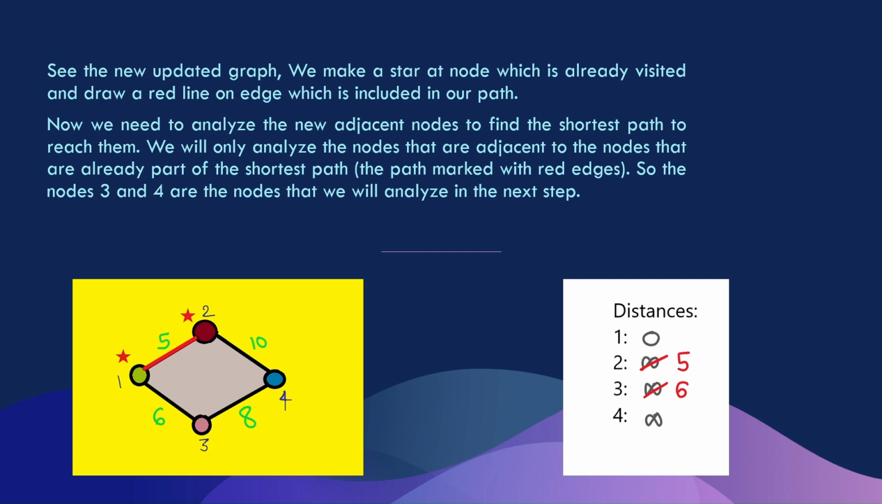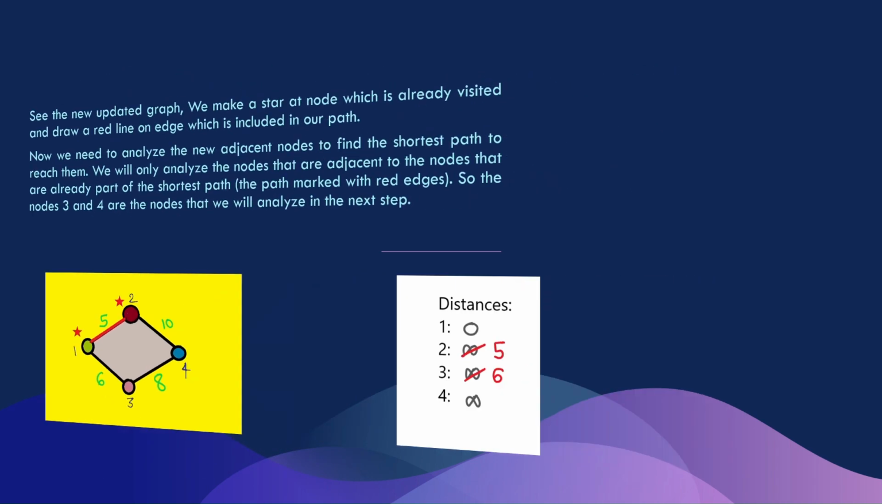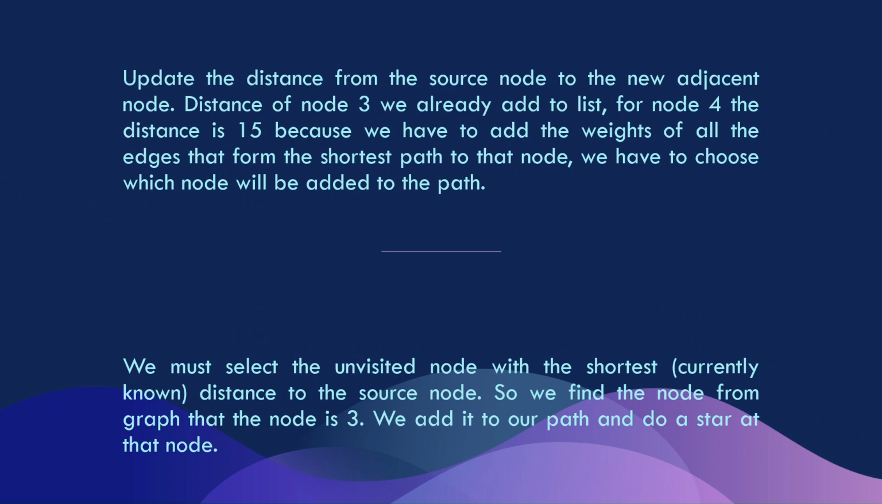which is included in our path. Now we need to analyze the new adjacent nodes to find the shortest path to reach them. We will only analyze the nodes that are adjacent to the nodes that are already part of the shortest path. So nodes 3 and 4 are the nodes that we will analyze in the next step. Update the distance from the source node to the new adjacent node. The distance of node 3 we have already added to the list. For node 4, the distance is 15 because we have to add the weights of all edges that form the shortest path to that node.